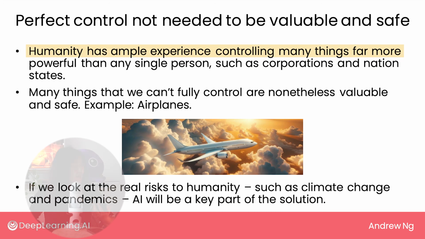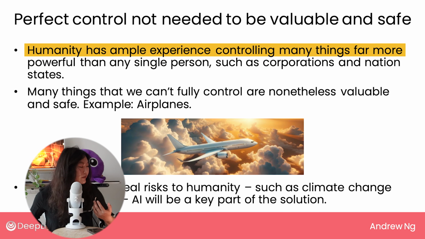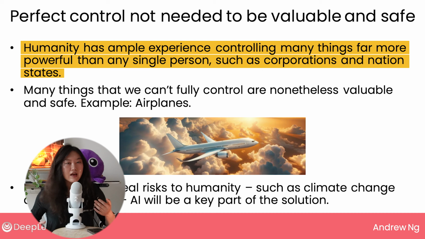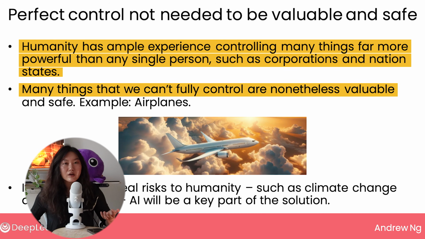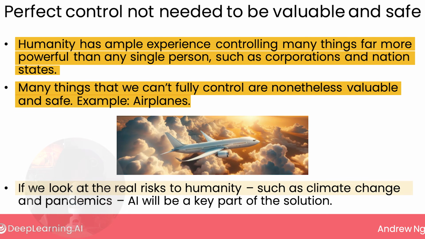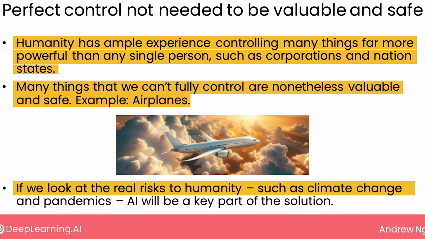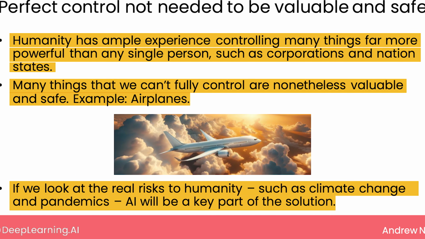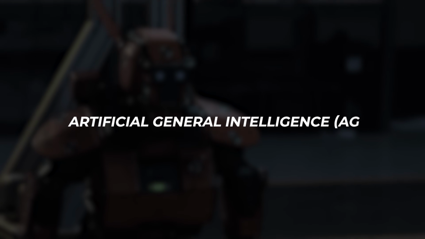He says that humanity has ample experience controlling a lot of things more powerful than a single person, like corporations and nations and states, and lots of things that we don't have full control over either, but nonetheless are considered valuable and safe. For example, airplanes. If we look at the real risks to humanity, such as climate change and pandemics, AI will be a key part of this solution.